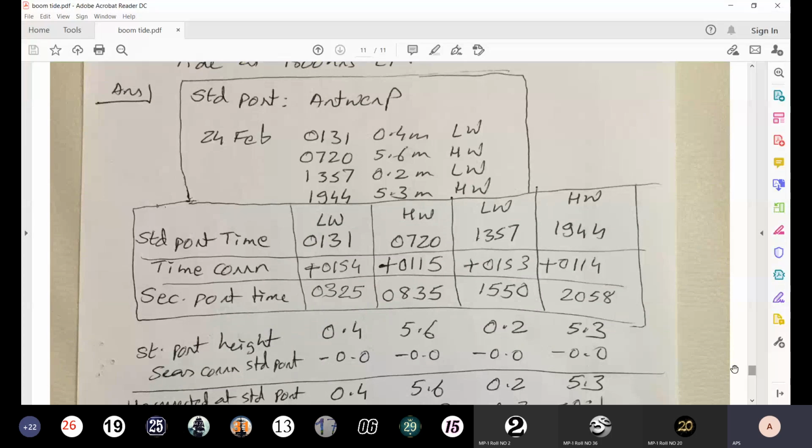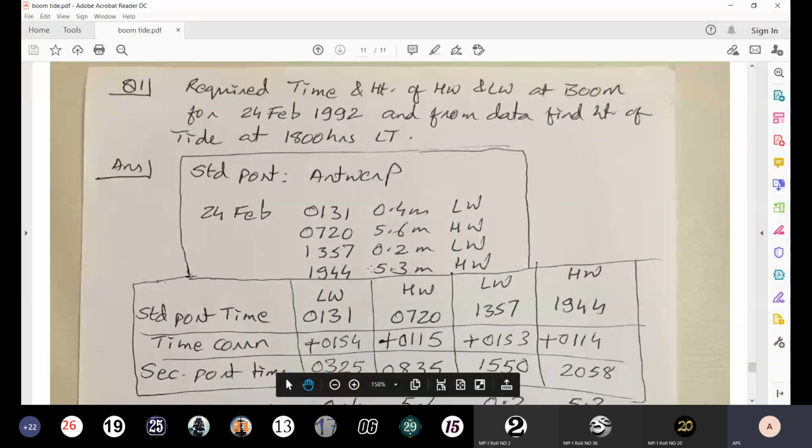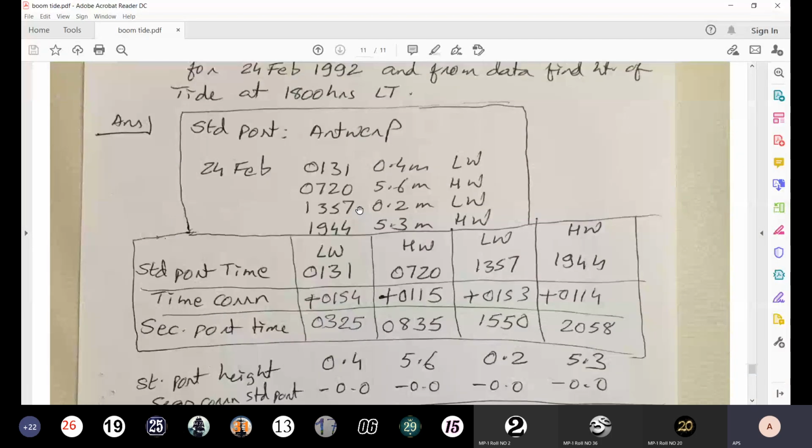Now come to this conversion. How to convert. This data you have written down, 24th February, 0131 low water, right? Low water. 0725.6 high water, then again low water and high water. Then make this table in which write standard port time, time correction, secondary port time. And put same series, starting from low water, high water, low water, high water. 0131, 0720, 1357, 1940. Just write down, make this table.